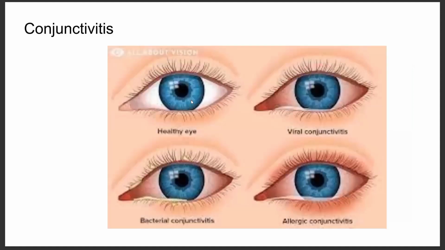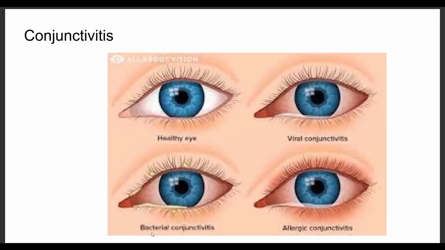Right. Then conjunctivitis, when the affected organ is the eye. Now the disease is conjunctivitis. It can be bacterial or viral. In the first diagram, they have shown a healthy eye. And this is viral conjunctivitis. And this is bacterial conjunctivitis. And this is an allergic one. Allergic. Now compare.